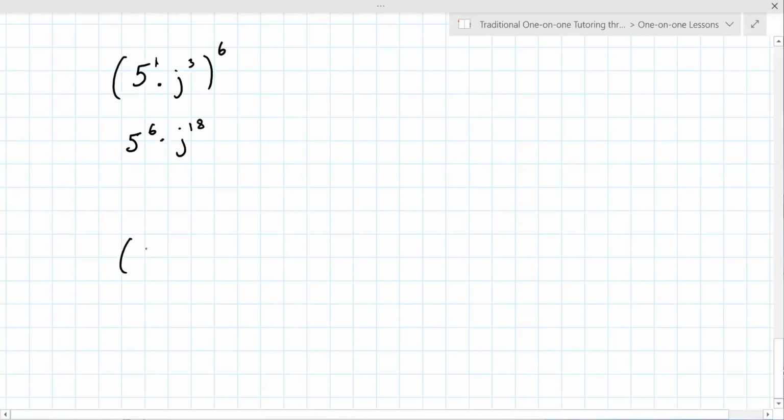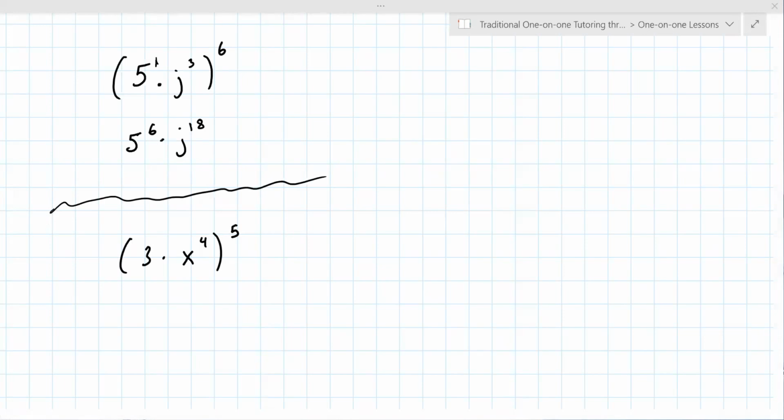Okay, let's try another one. Let's say it's 3 times x to the 4th to the power of 5. Is it 3 to the power of 20? No. What did we do in the previous problem? You've got to look at the previous problem. How did you get the 6? I made the 1, and I got 3 to the power of 5, and then did 5 times 4. I'm asking about the previous problem. Everything in the previous problem applies to this one. So you turned the 5 into the 1.